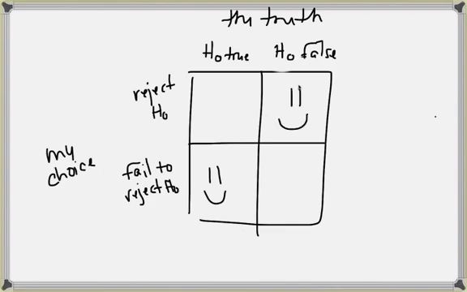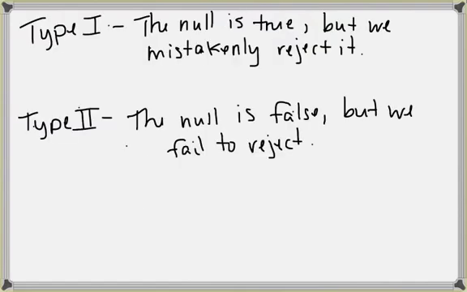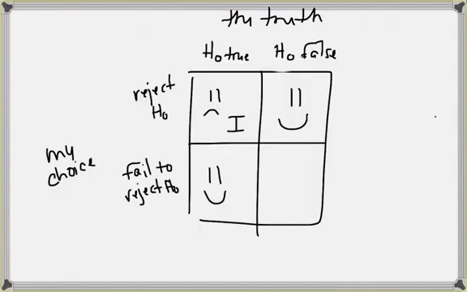Now, these other two boxes that remain are the scenarios where we make an error. Okay, so think about this. If H sub O is true and then we mistakenly reject it, that's no good. That is where we committed a type 1 error. If you look back to our definition, the null is true, but we mistakenly reject it. That means we've committed a type 1 error. Now, if H sub O is actually false and we fail to reject it, that's another one where we've made a mistake. And in this case, we've committed a type 2 error.